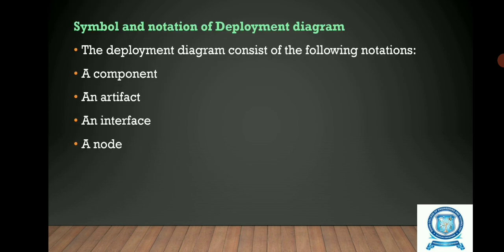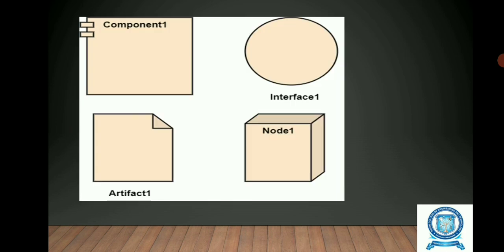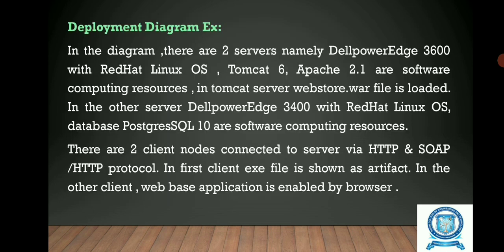Now, let us see the symbols and notation of the deployment diagram. The deployment diagram consists of the following notations: a component, an artifact, an interface and a node. These are the diagrams which show the component, interface, node and artifact. Let us see an example for the deployment diagram.